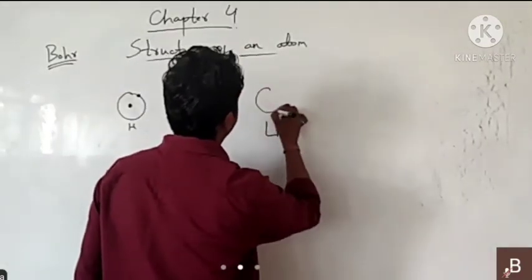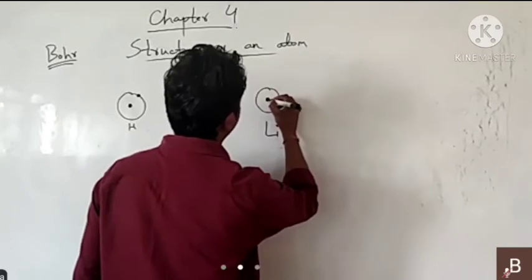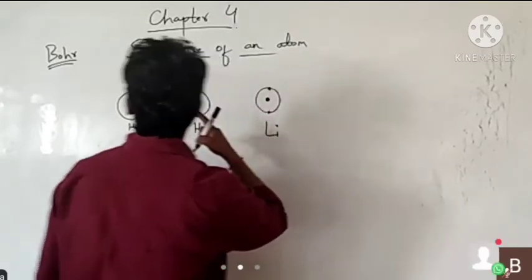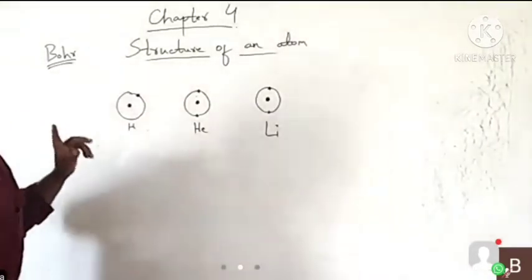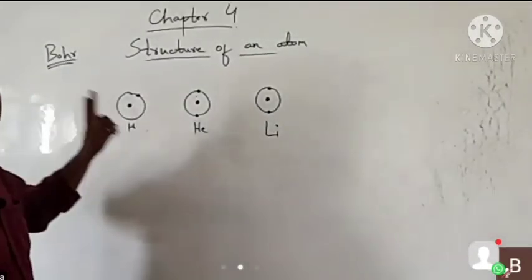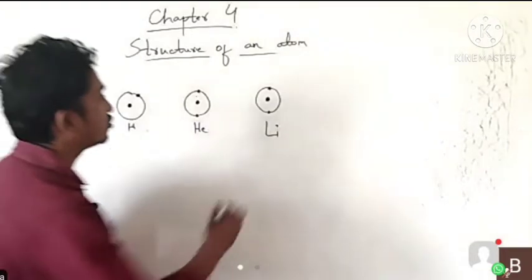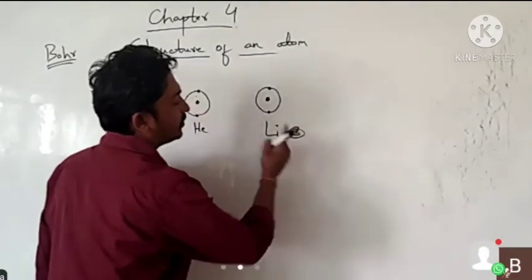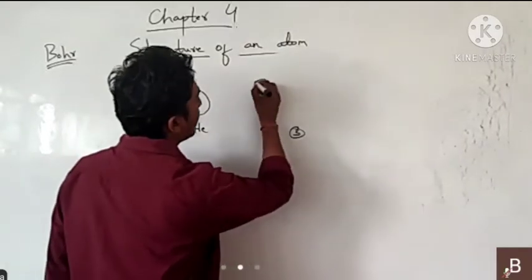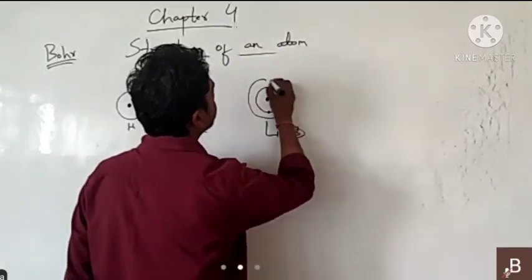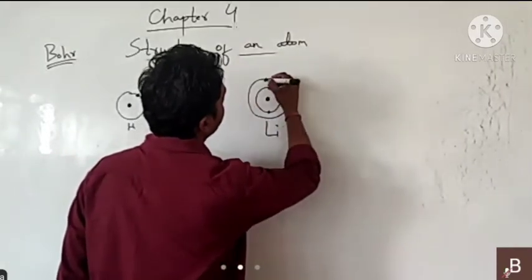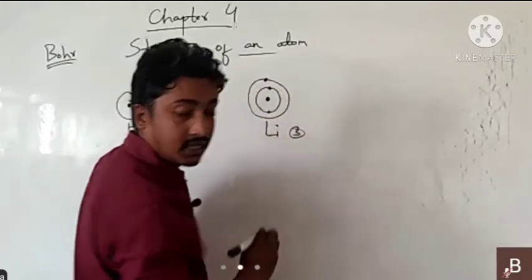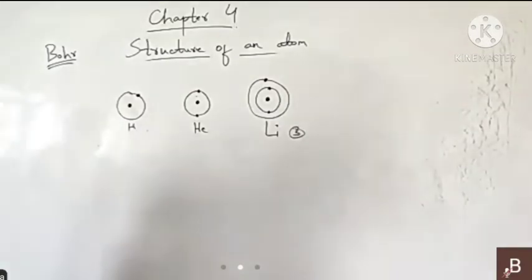Similarly for lithium, it is 3. In the first shell, that means the K shell, we can only put 2 electrons. Lithium's atomic number is 3, so the number of electrons is 3. For that, we have to take another shell and put 1 electron here: 1, 2 and 3.